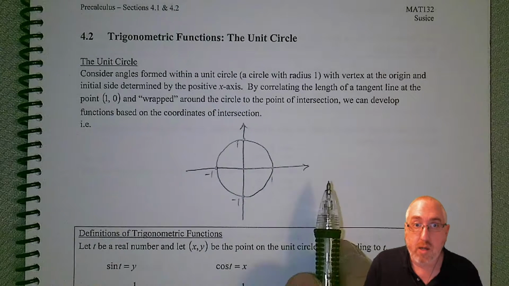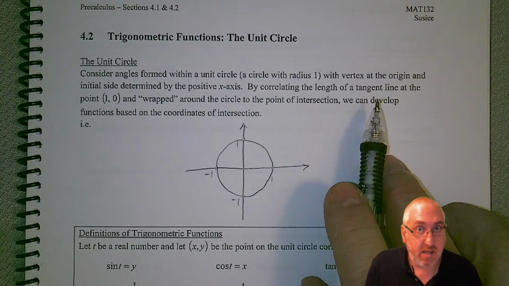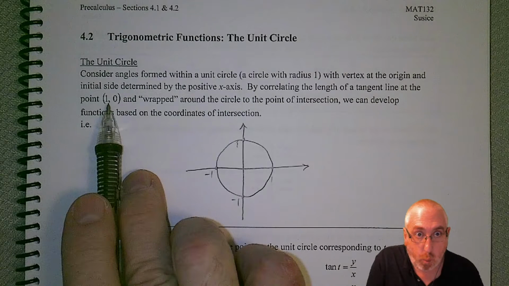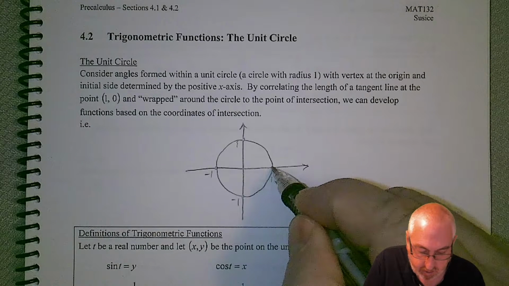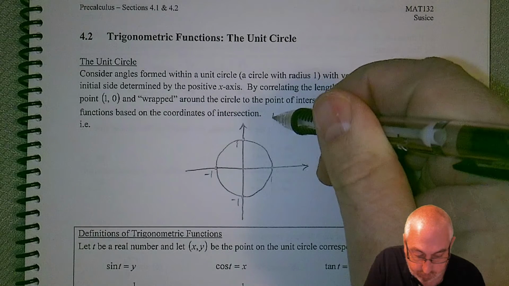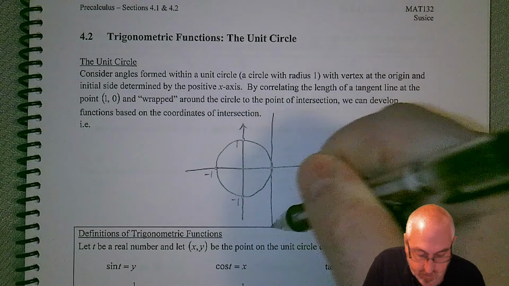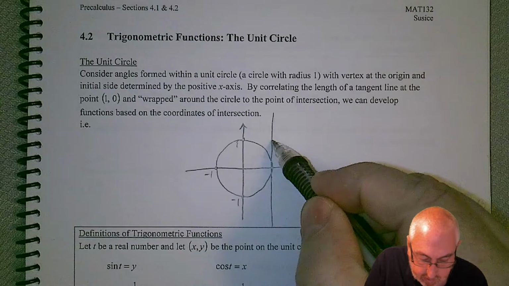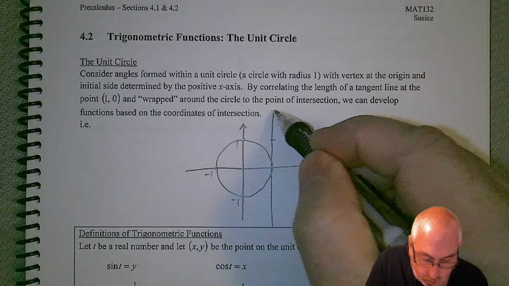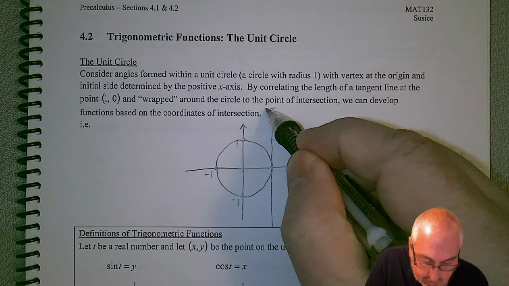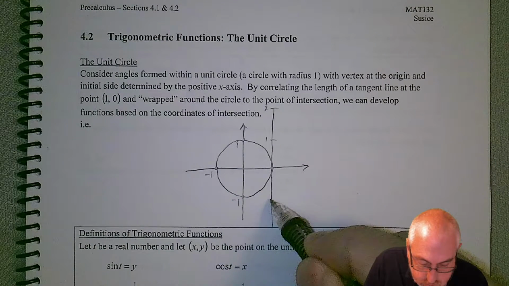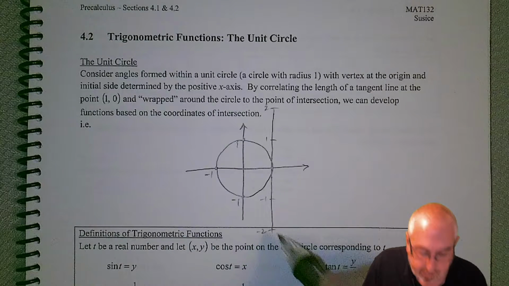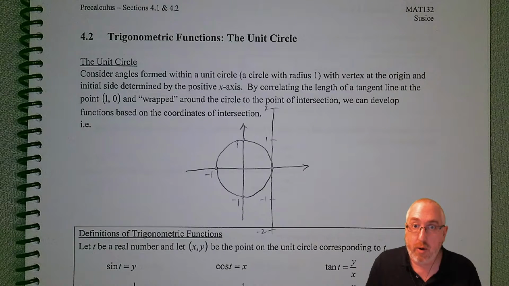Now, they want us to draw a tangent line. So remember, a tangent line hits the circle at one point, and that point is 1, 0. So they want us to hit over here. So we'd have to draw a vertical line through here. Now, if we had a segment of length 1, we can make this a number line if we wanted to. Something like this. But now, how do they get their angles?